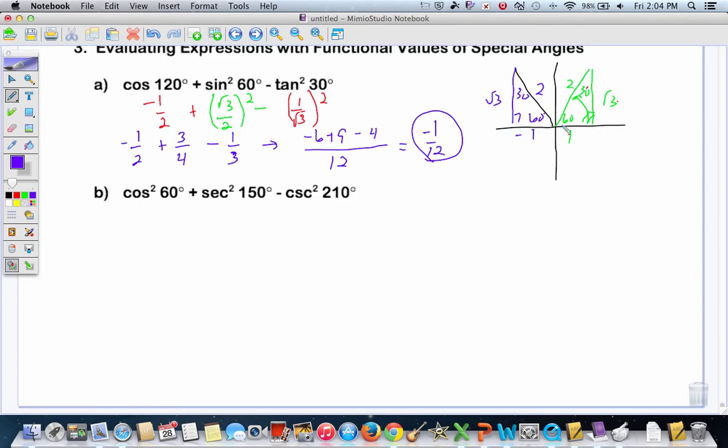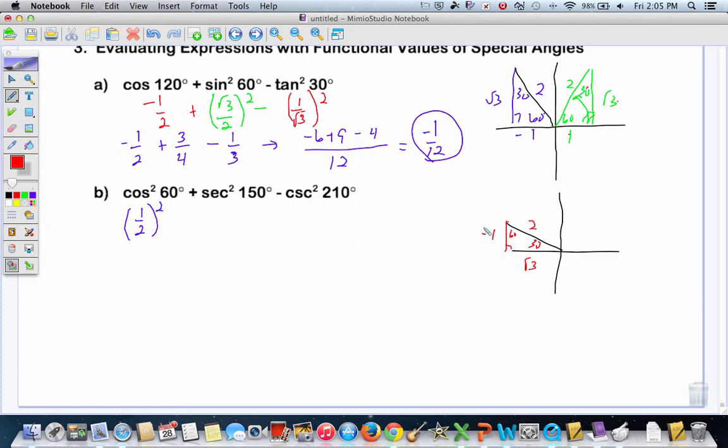Cosine of 60. I'm going to keep using my sketch up here at least as long as I can. 60 degrees is right here. Cosine is adjacent over hypotenuse, so that is 1/2 being squared. Looks like I have to draw the secant of 150. So 150 would be here, which would give me a 30 degree reference angle. And if I came straight down, I'd have the 30, 60, 90.